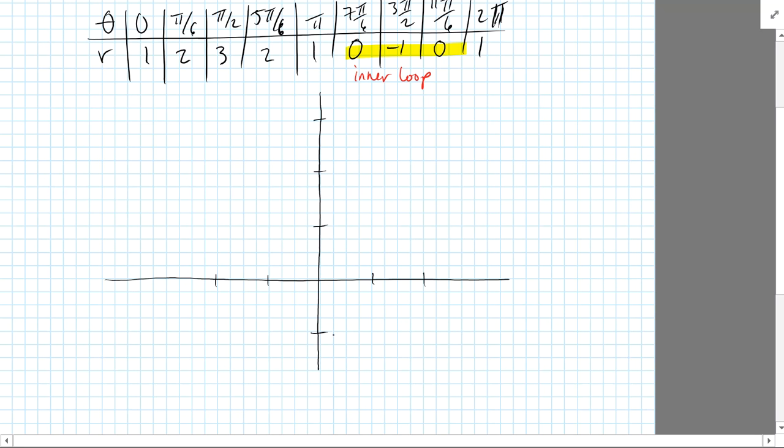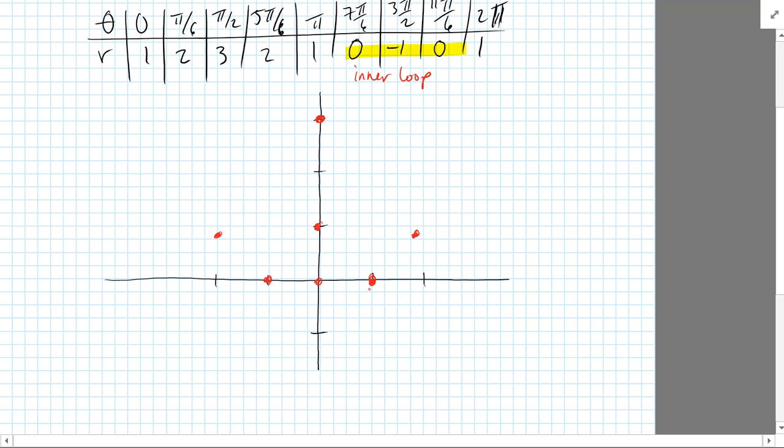Okay, here we go. Starting at 0, my value is 1. And then at pi over 6, it's 2, so I'm going to swing out about 30 degrees. That's close enough. At pi over 2, it's 3. At 5 pi over 6, it's back to the 2, swing it out, make it somewhat symmetrical. And then I get back to pi at 1. Between pi and 7 pi over 6, it goes to 0. Then from 7 pi over 6 to 3 pi over 2, it goes to 1. And then when I go to 11 pi over 6, it comes back. And then it goes back here.